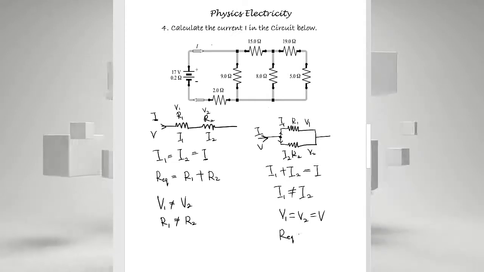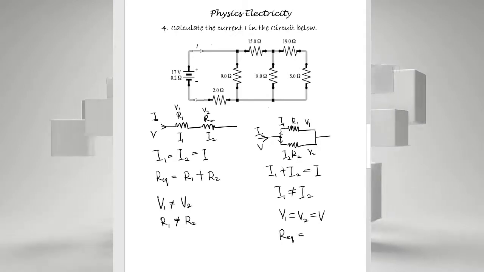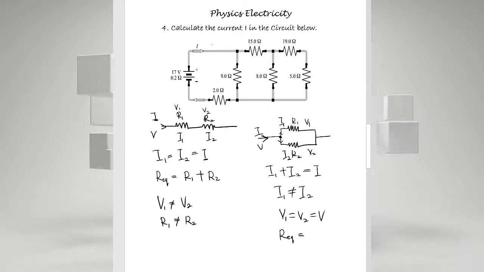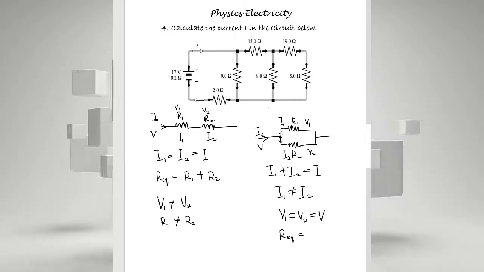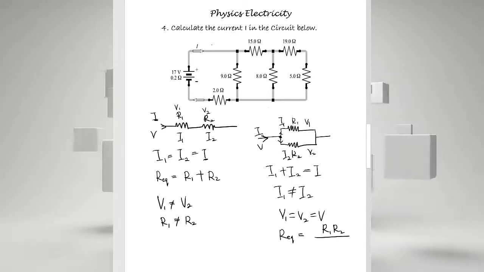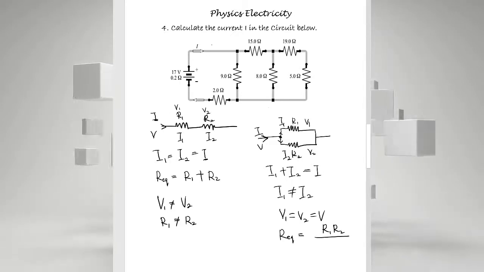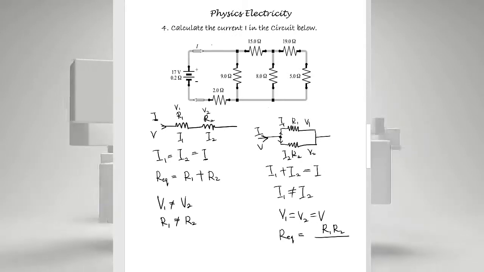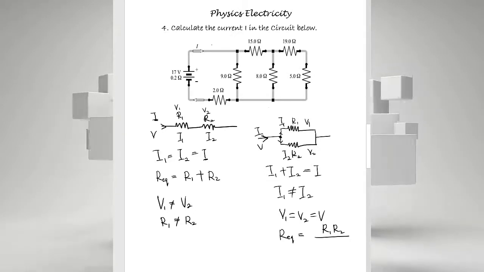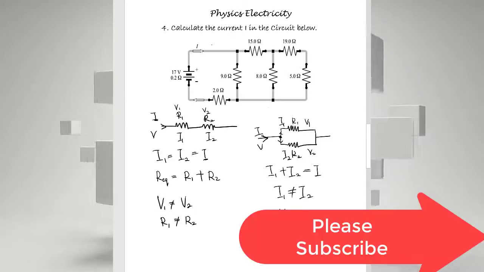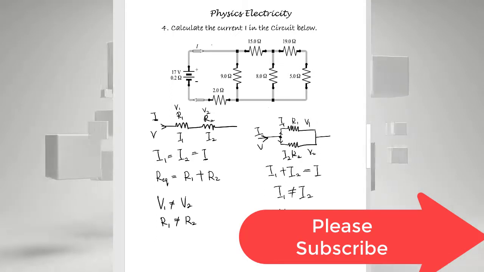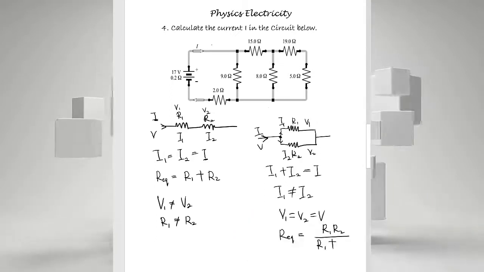And for equivalent resistance, we are given that for finding the equivalent resistance of these two resistors, we'll just look for the LCM of R1 and R2, then we multiply it together. That's R1 times R2 over R1 plus R2, which gives us our formula for finding the equivalent resistance of parallel resistors.